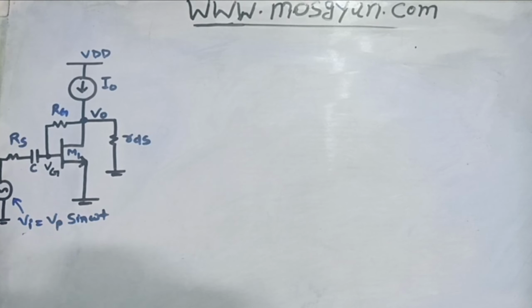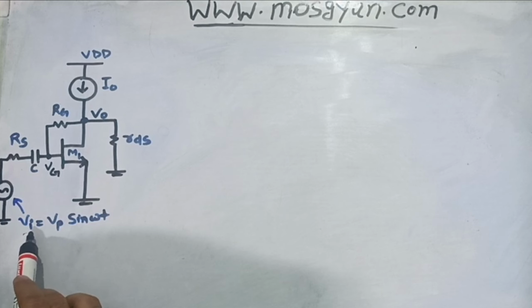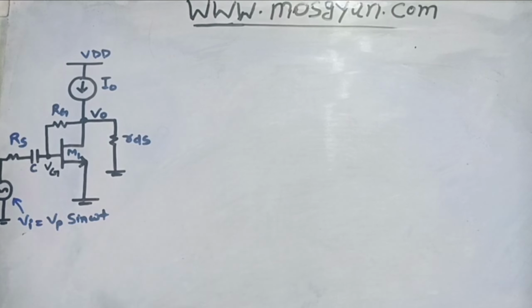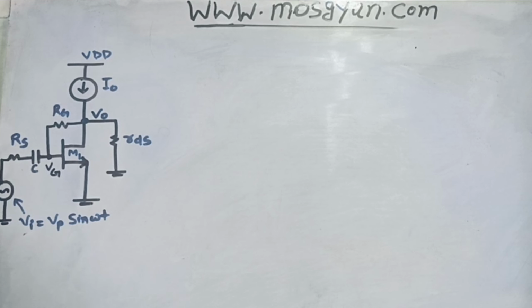So in today's video, we have been given one common source amplifier whose gate is connected to input voltage Vi, and in this question we have to find out the minimum and maximum value of this input which this amplifier can support and can work as intended. So let's start solving this question.